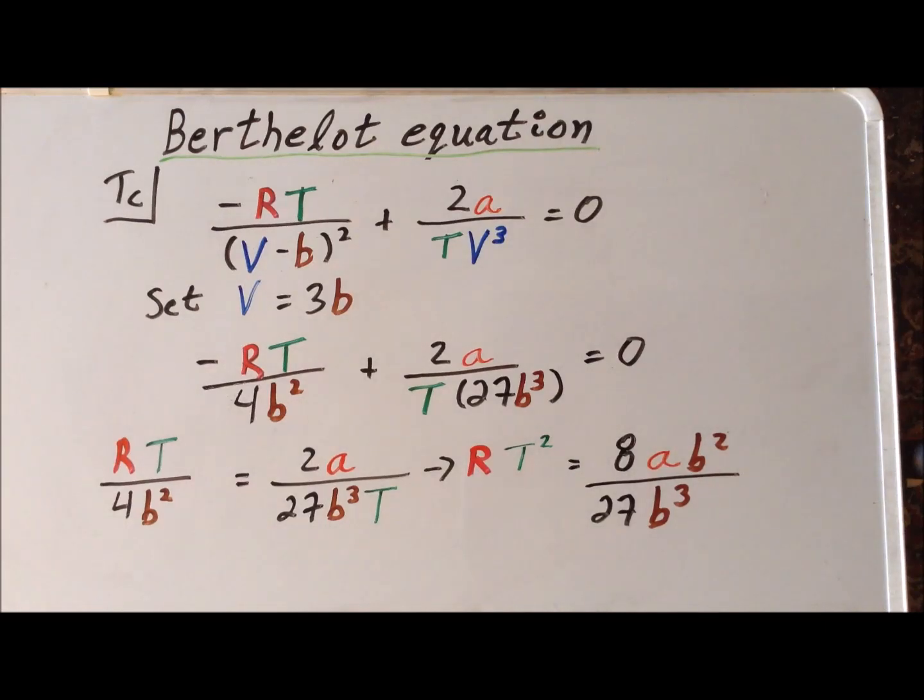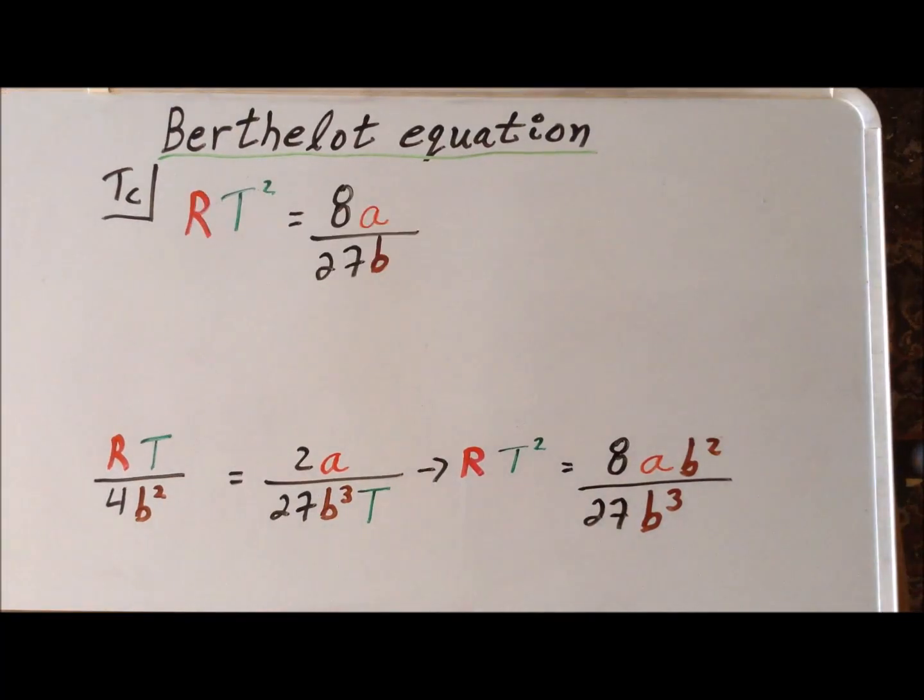Now we multiply each side by 4B squared T, so now we get RT squared on the left-hand side. And the right-hand side is equal to 8AB squared divided by 27B cubed. And we notice in the next step, we are going to divide through the numerator and the denominator by a b squared to leave us just with a b in the denominator. This gives us that RT squared is equal to 8a divided by 27b.